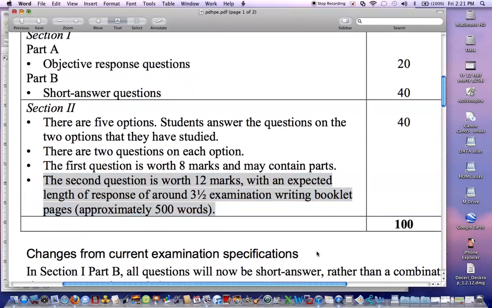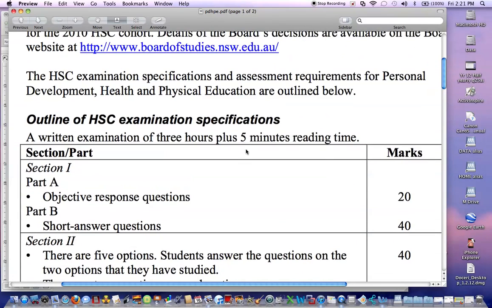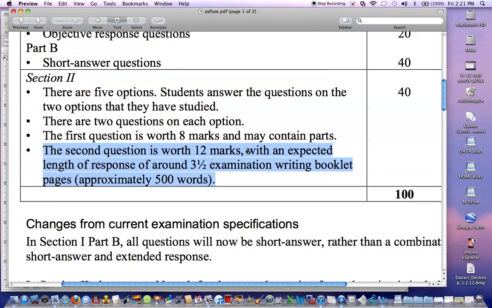First thing for this question, if you notice here, this is from the Board of Studies, the examination specifications. Section 2, which looks at the options, the second question is worth 12 marks with an expected length of response of around 3.5 examination writing booklet pages, which is almost 500 words. So students, first of all, need to make sure that they write a fair amount in this answer, because that's what the Board of Studies is specifying that they need to be able to do for a 12-mark question. The number of students who didn't write even close to 2 pages for this answer was disappointing. So that's the first thing to keep in mind.